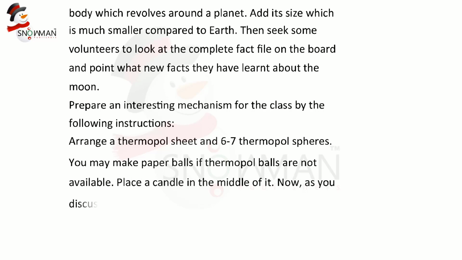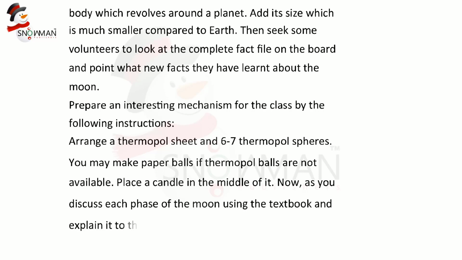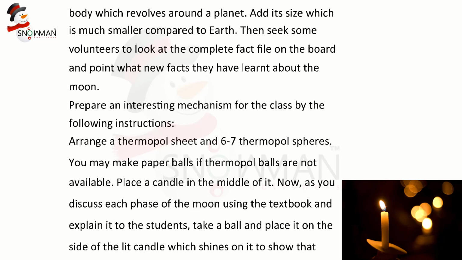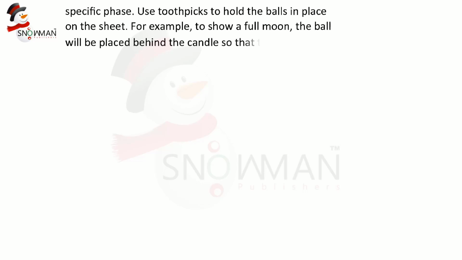Now, as you discuss each phase of the moon using the textbook and explain it to the students, take a ball and place it on the side of the lit candle, which shines on it, to show that specific phase. Use toothpicks to hold the balls in place on the sheet. For example, show a full moon. The ball will be placed behind the candle so that the students can observe a full moon.